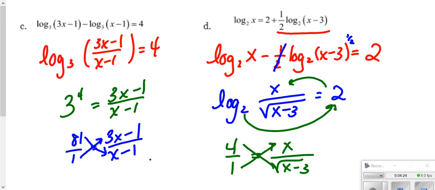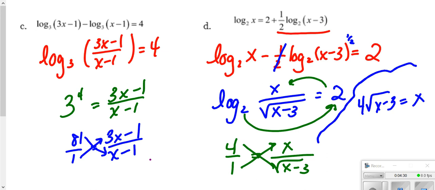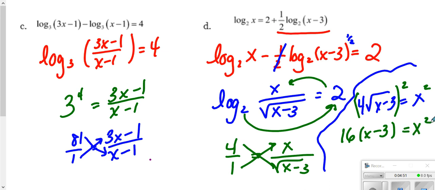And I'd have 4 radical x minus 3 equals x. And this is a problem type we saw earlier in the year as well. So solving radical equations, that's something that we've done. To get rid of a square root, I want to square both sides. So I'd have 16, 4 times 4 is 16. A square root and a square are inverse operations. And I'd have this. Okay, so I'm going to finish out both these questions by showing you the next slide.